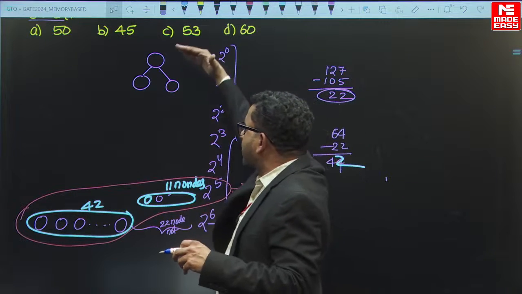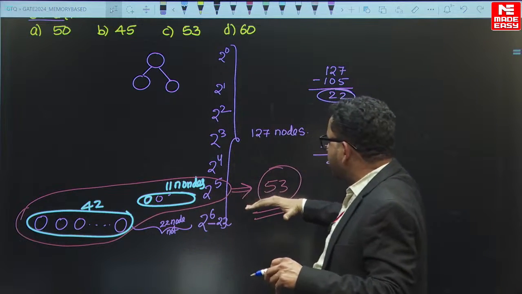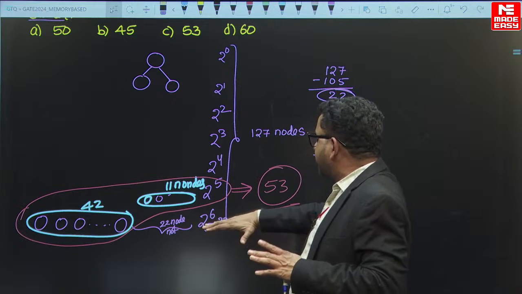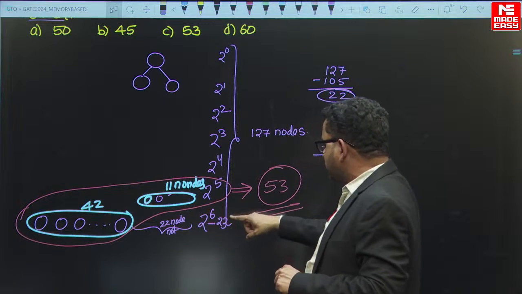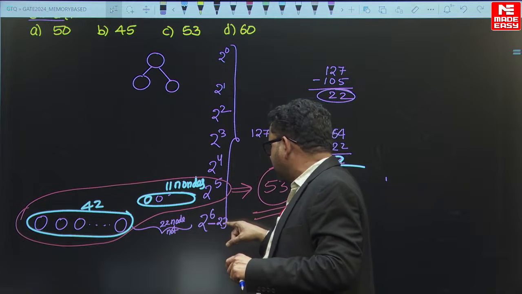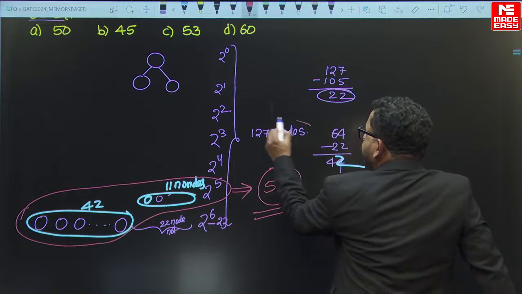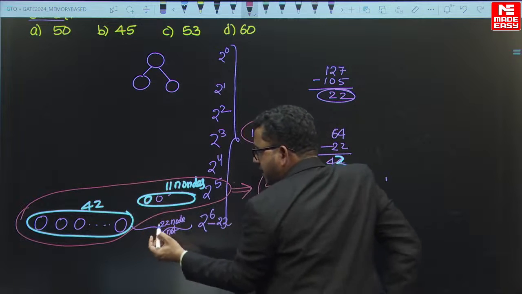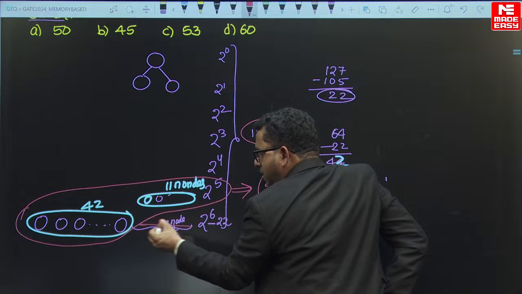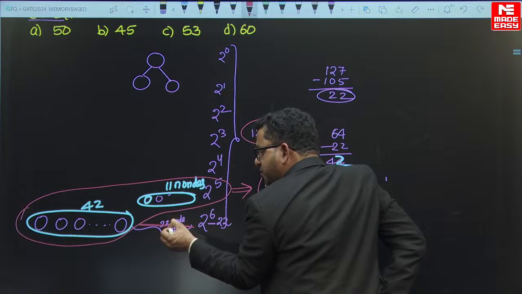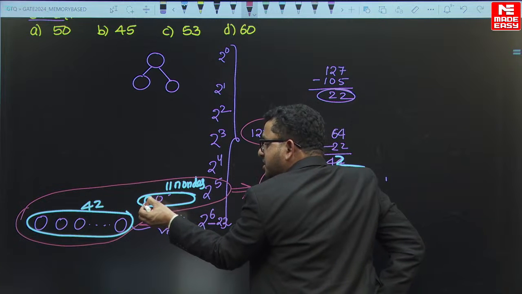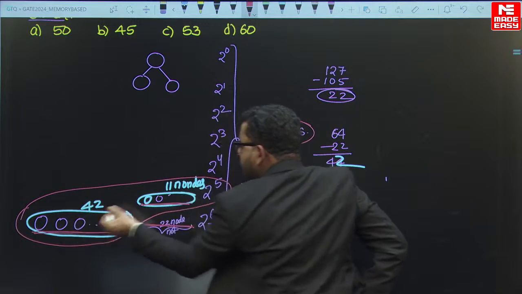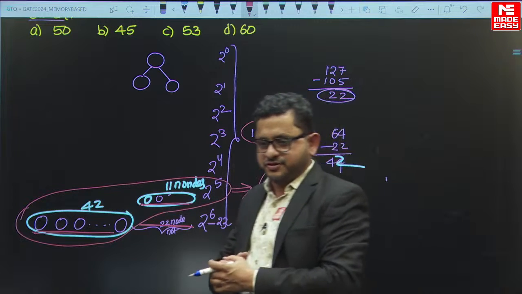Okay, so we know a complete binary tree of 7 levels requires 2 power 7 minus 1, 127 nodes. Out of 127 nodes, only 105 nodes are there. Means last level 22 nodes are not there. For these 22 positions, by 2, 11 positions are leaf nodes, and these 42 are the other leaf nodes. 42 plus 11, 55 leaf nodes.